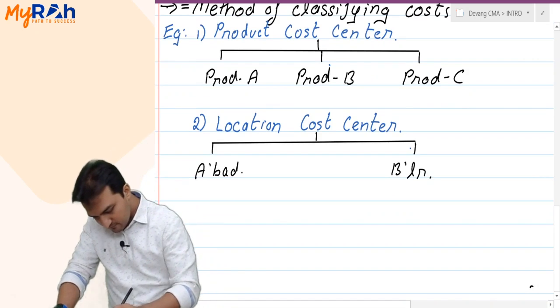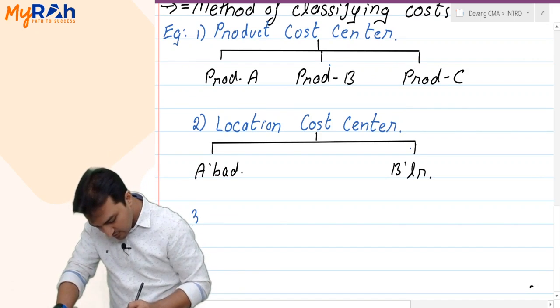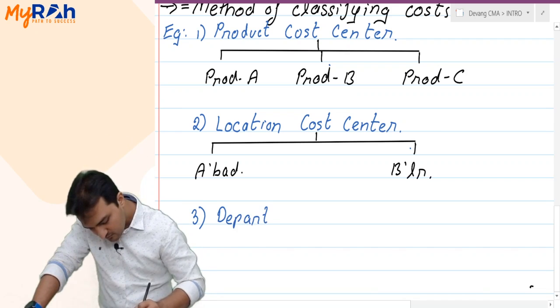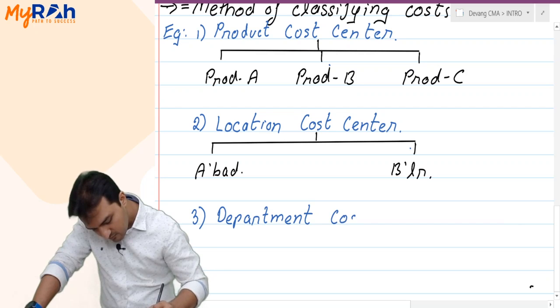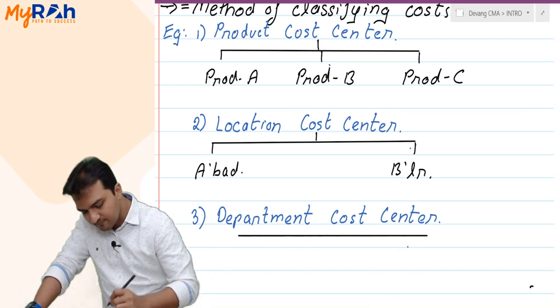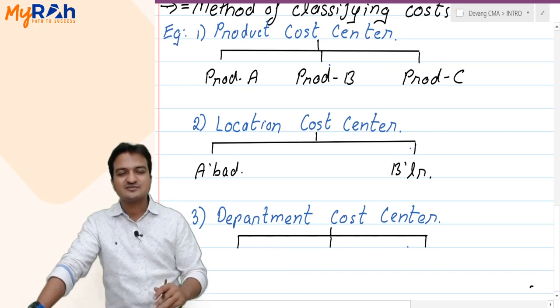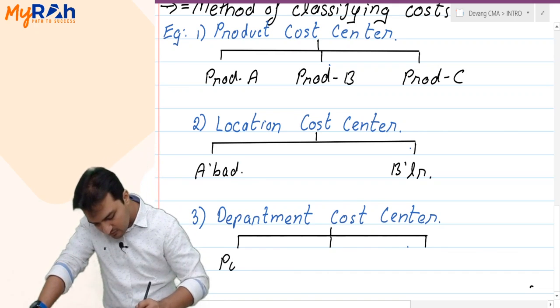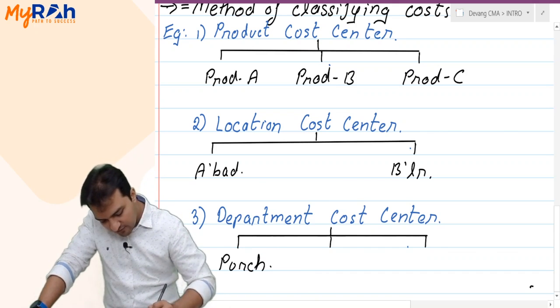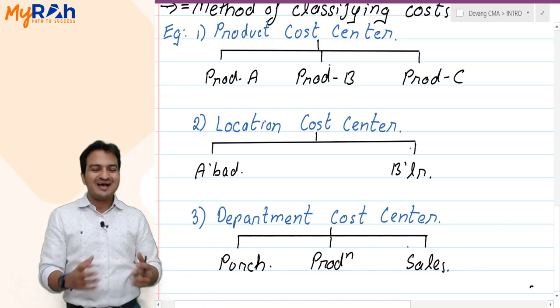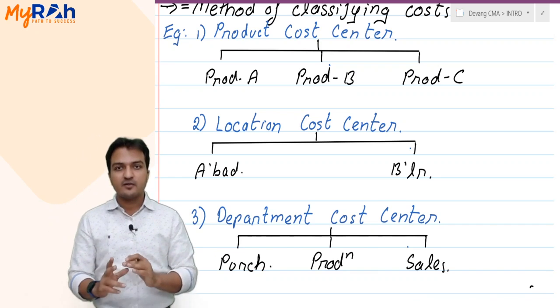And the third one that you should also learn is called department cost center. Where if my company does not have more than one product, and also does not have more than one branch, then I might classify my costs department wise. I'll separately find cost of, say, purchase department. Separately, I'll find cost of production department. Separately, I'll find cost of sales department, and so on. For every such department, I'll make a separate column and find the cost separately. That would become my department cost center.